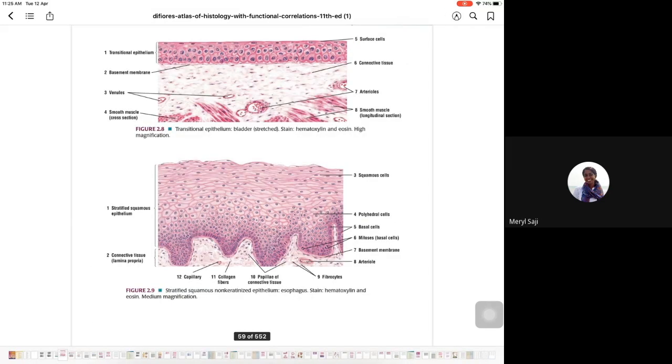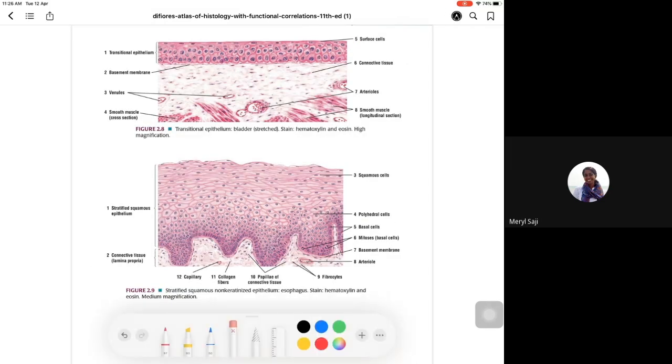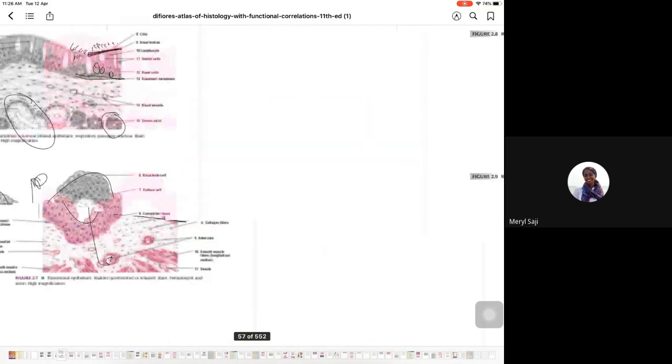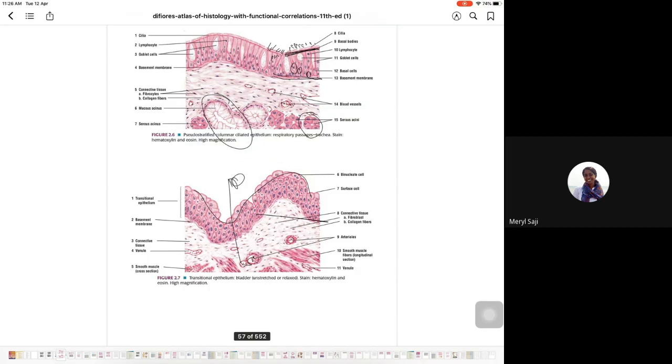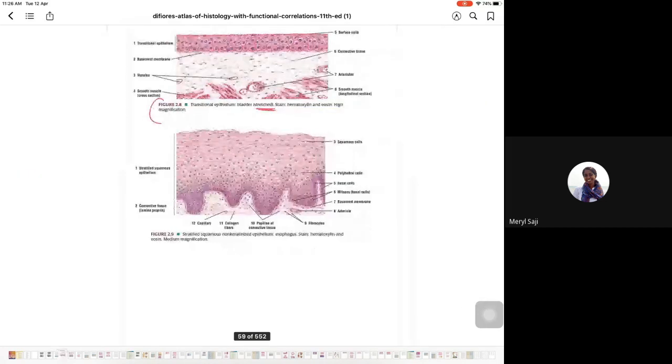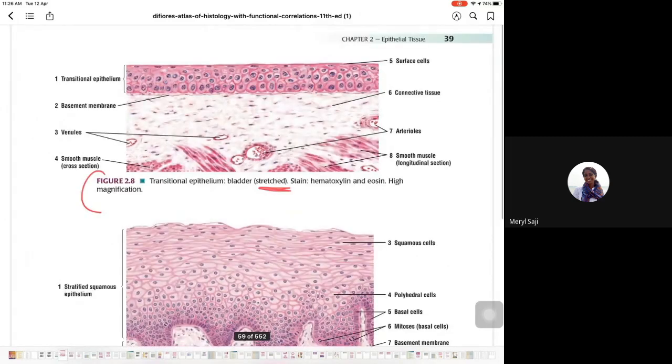Figure 2.8, transitional epithelium, and here the bladder is stretched. See the difference in the transitional epithelium between stretched and unstretched. I will just go back to the previous. So this is unstretched. Cells are larger and thrown into folds, whereas this is flat and cells are becoming, especially the umbrella cells, very flat. So first we have the transitional epithelium, now called the urothelium, and the cells are sitting on a basement membrane. And then we see the venules.